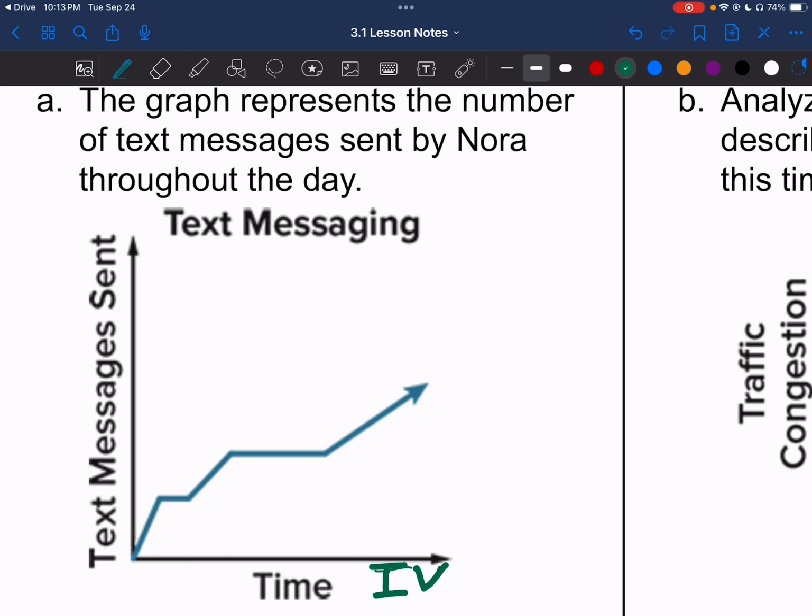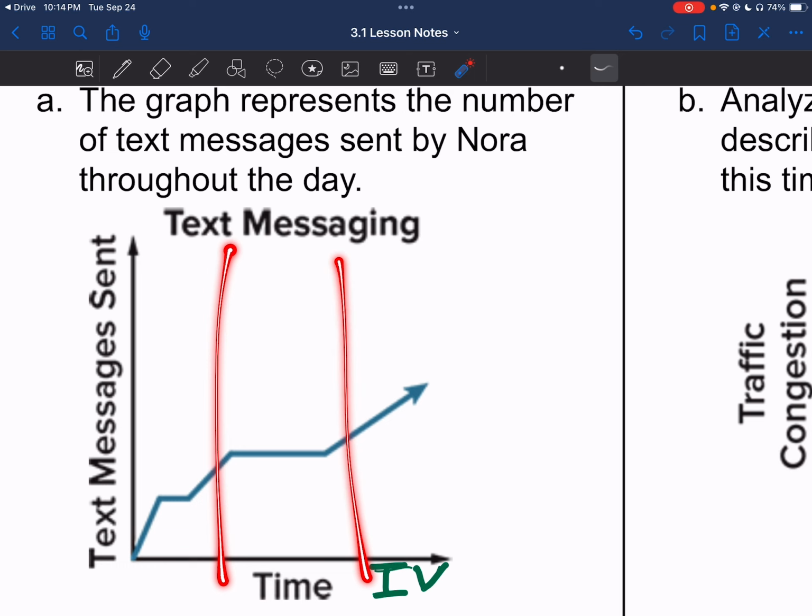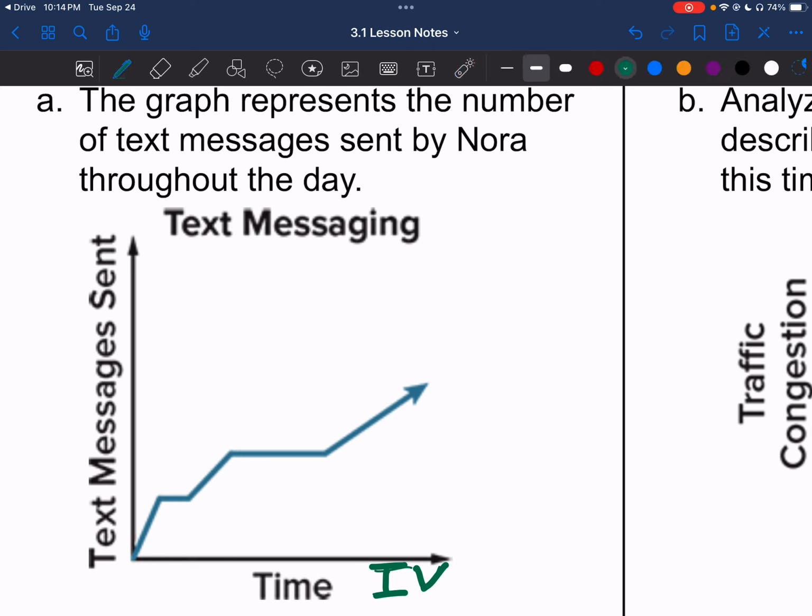Because we can choose, do we stop looking and measuring here? Do we stop here? Do we stop all the way at the end of the day? When are we going to stop? We are making that conscious choice of when we are going to stop measuring how many text messages she sent. And now the output, the dependent variable, is the text messages sent. As time goes on, the text messages are going to change.